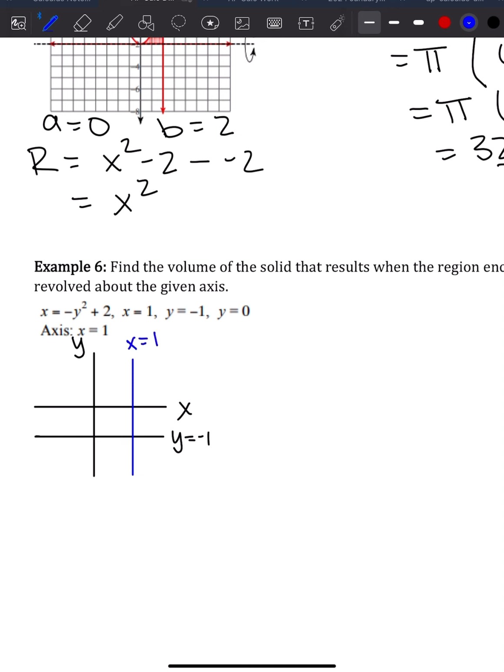And we have negative y squared plus 2. So y squared tells me that it's a parabola. Negative y squared tells me that it's going to be facing this way versus facing this way. So I know that it's going to look like this. And then I also know that it's going to be 2 away from the origin. So negative y squared plus 2 is going to look something like this.